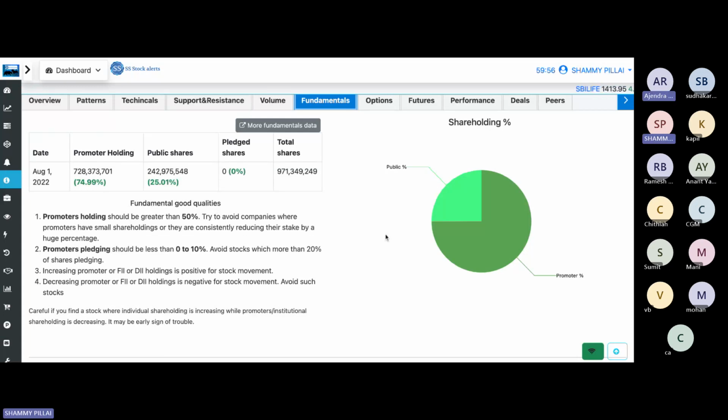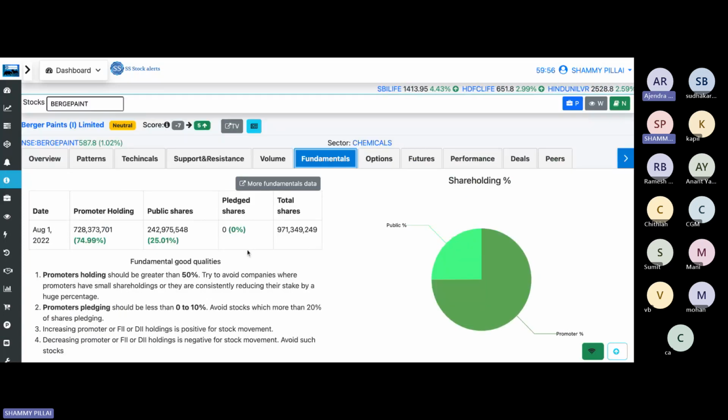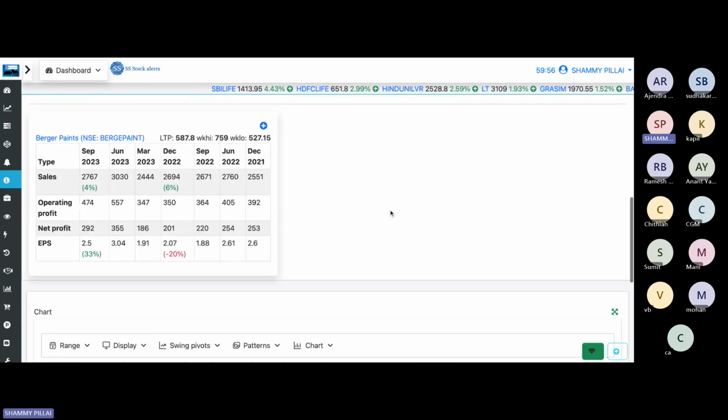If a promoter holding is above 60%, absolutely the stock is going to do wonders. You just have to stick with the stock. Don't look at this incremental. This is not decreasing. A decreasing promoter holding means a stock is having a negative impact. This is an incremental impact. Okay, solid.